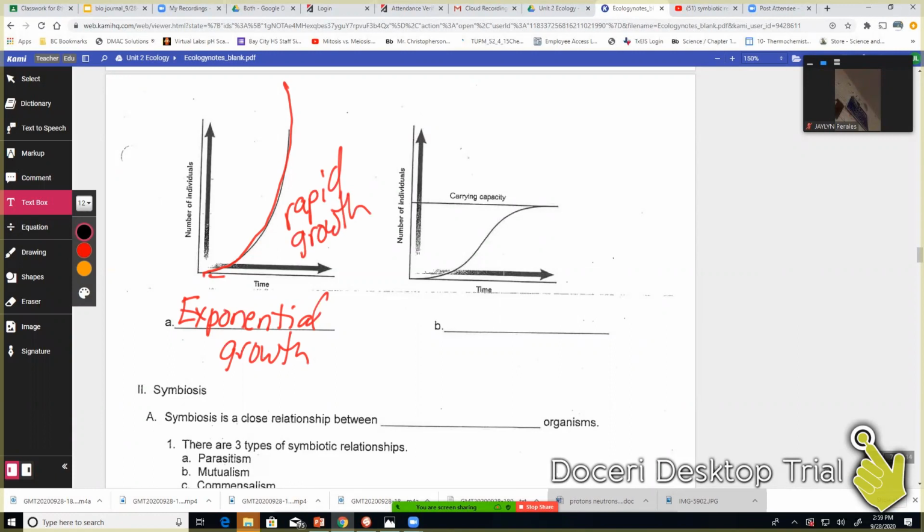The other one we said is called logistic growth. You can see it takes off pretty quick, but then when it gets to that carrying capacity, it kind of stabilizes. Because once it gets to that carrying capacity, it can't continue to increase. It's kind of met its limit right there. So logistic growth is more realistic for most environments.